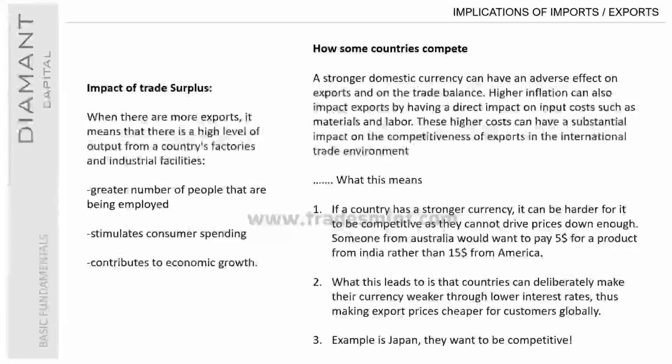What this leads to is that countries can deliberately make their currency weaker through lower interest rates. So when you lower interest rates, that's when you get higher inflation and the currency devalues. So that's the main point. And then obviously that makes export prices cheaper for customers globally. An example is Japan. That's something that they keep on doing. They love to keep low rates, especially compared to the world, so they can have this advantage over them.